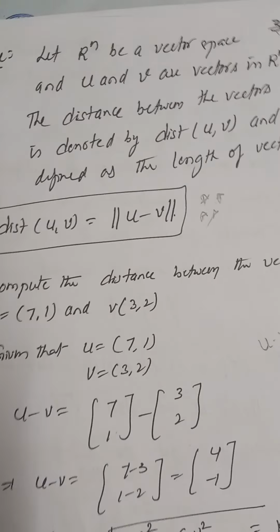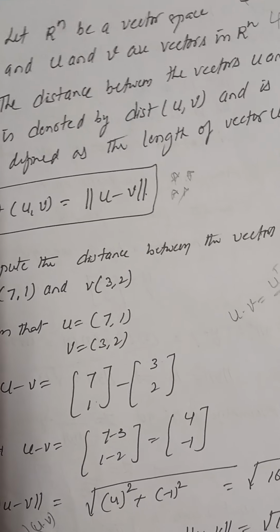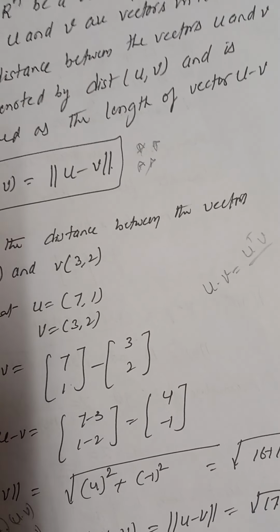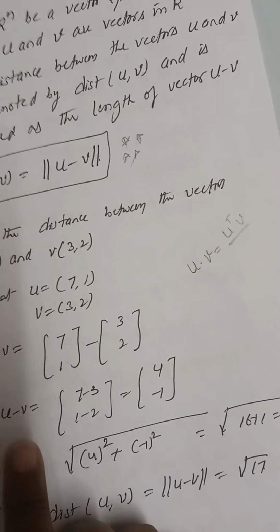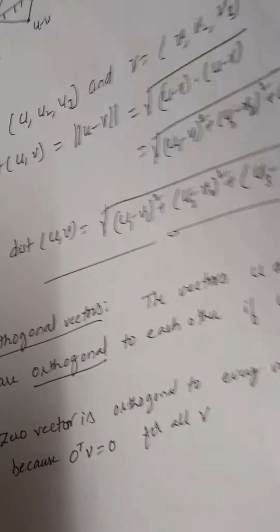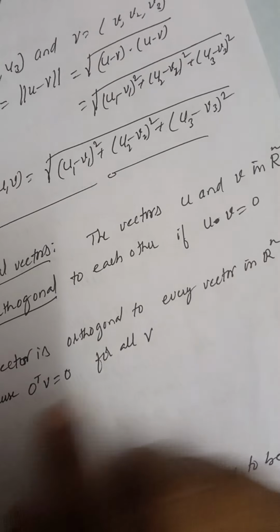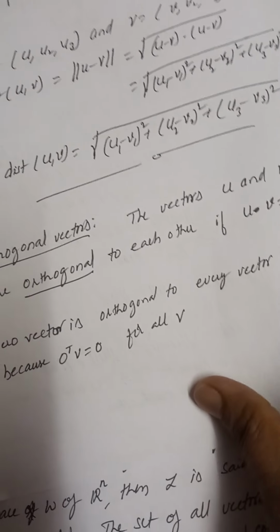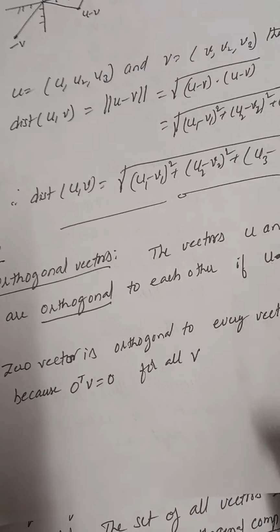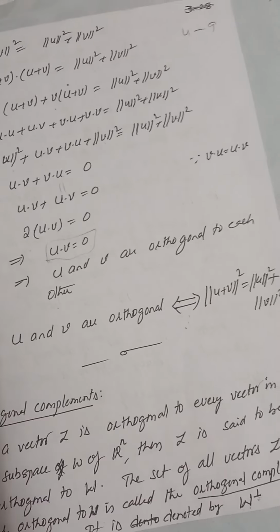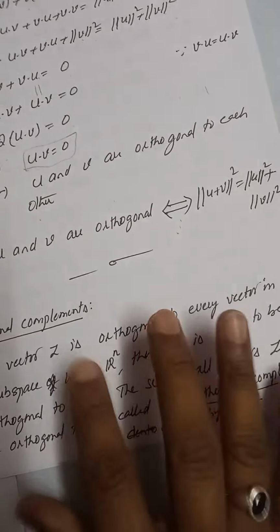Next one is distance. The definition of distance: let u and v be any two vectors. The distance between two vectors is denoted by d of u comma v, which is equal to the norm of u minus v. And the example based on distance. Another example. Orthogonal vectors, definition: the zero vector is orthogonal to every vector in R power n, because the inner product of any vector with zero is always equal to zero. And Pythagoras theorem I have already explained. Converse of Pythagoras theorem.